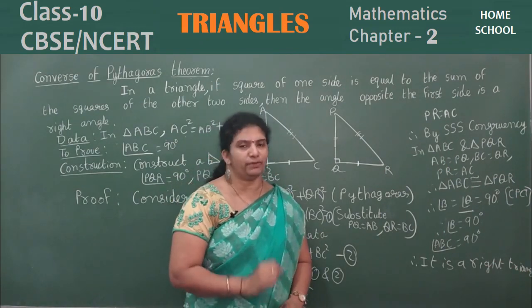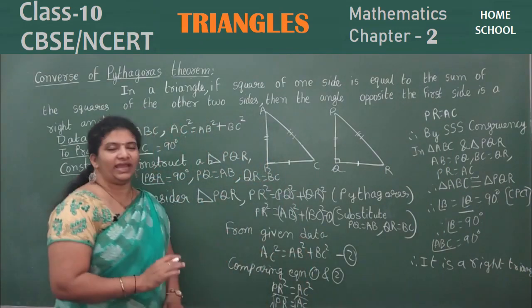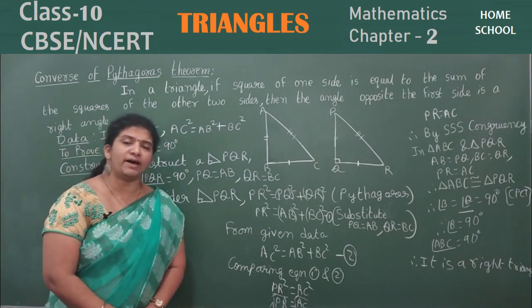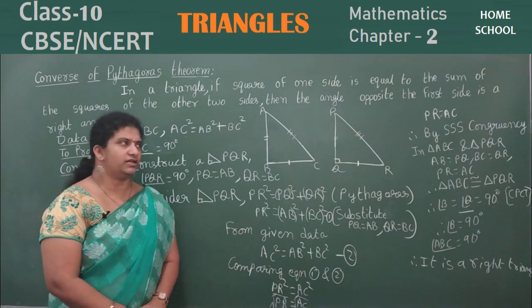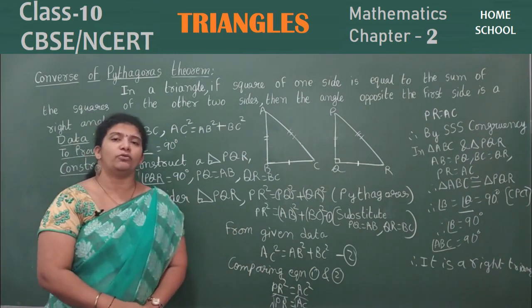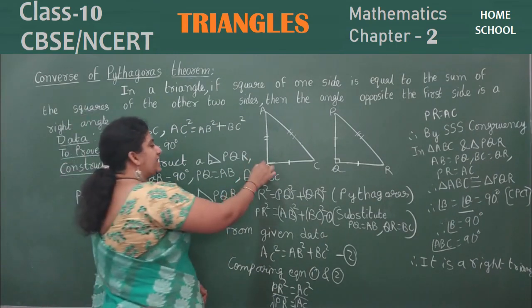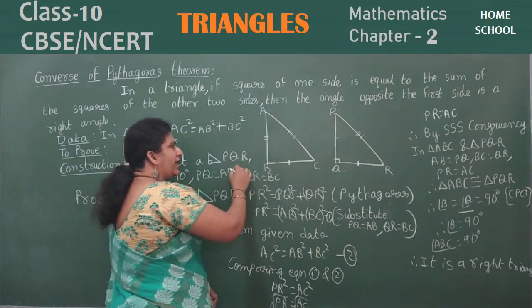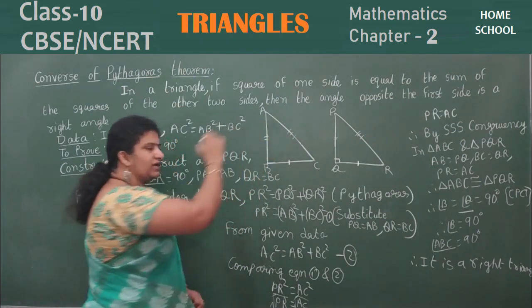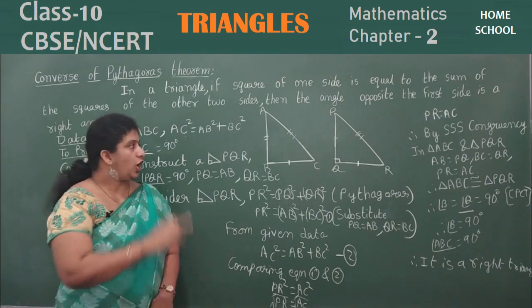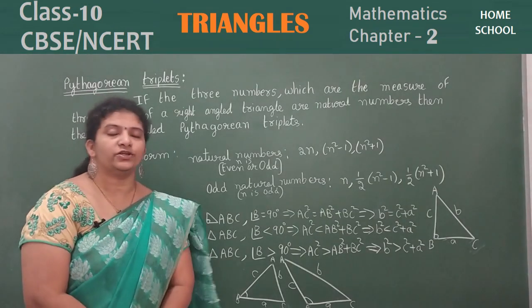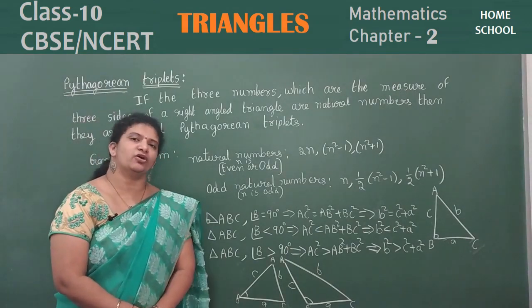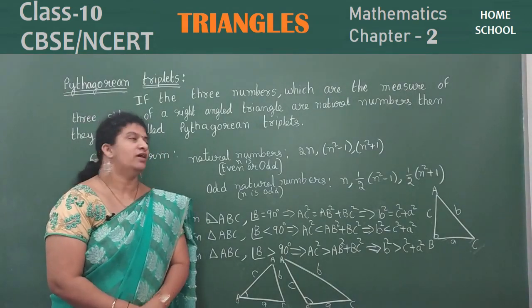Hence, it is proved. With this, we are going to end our converse of Pythagoras theorem. Converse of Pythagoras is very easy, children. The same theorem you can prove in another manner, that is by extending B and making one more right angle triangle. This triangle also you can compare. Common side AB you can take and you can prove. So with two tiny concepts, we are going to end your session today, children.